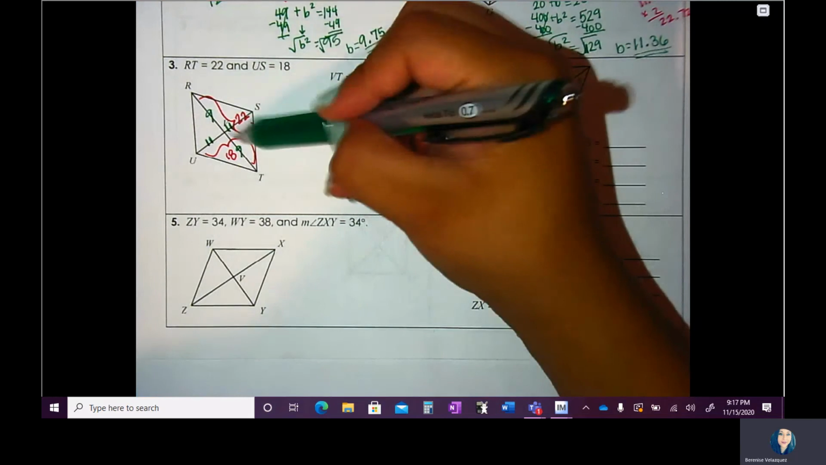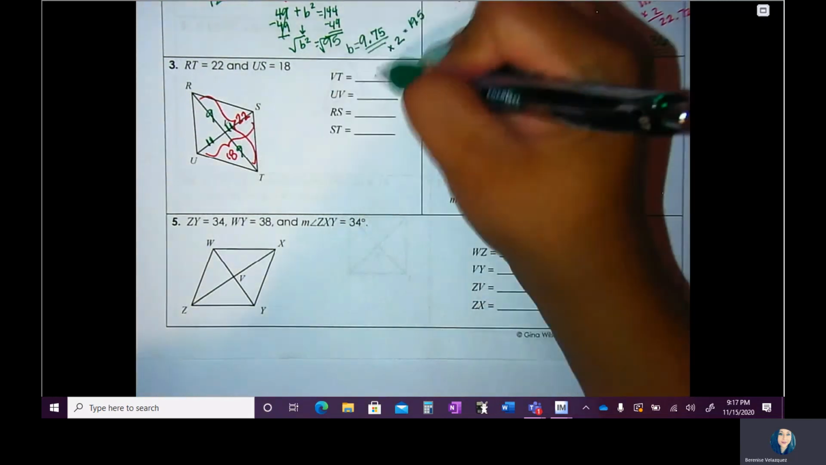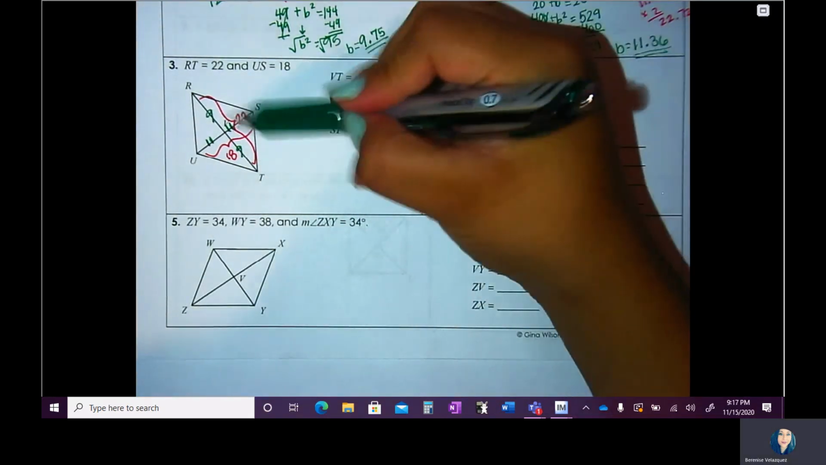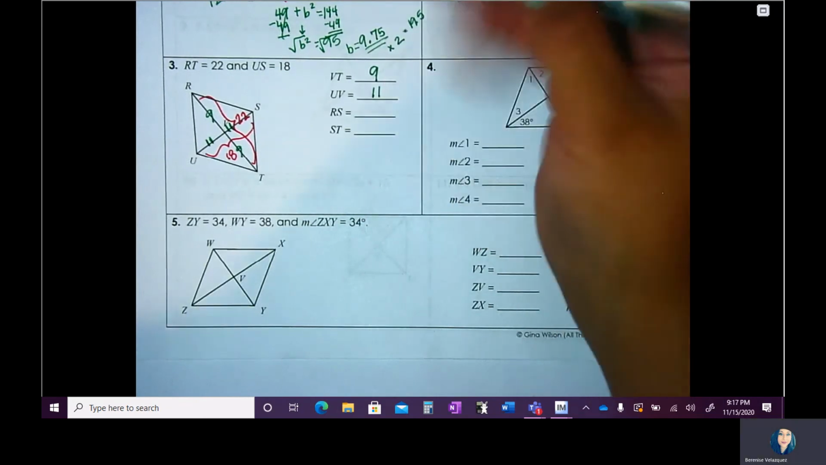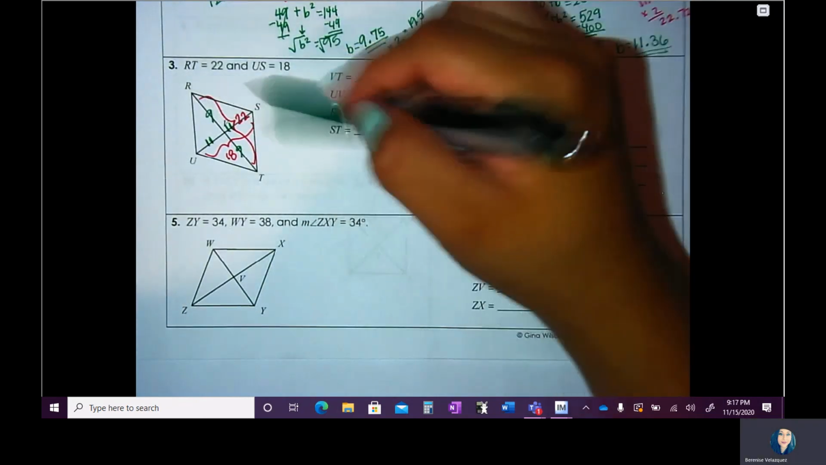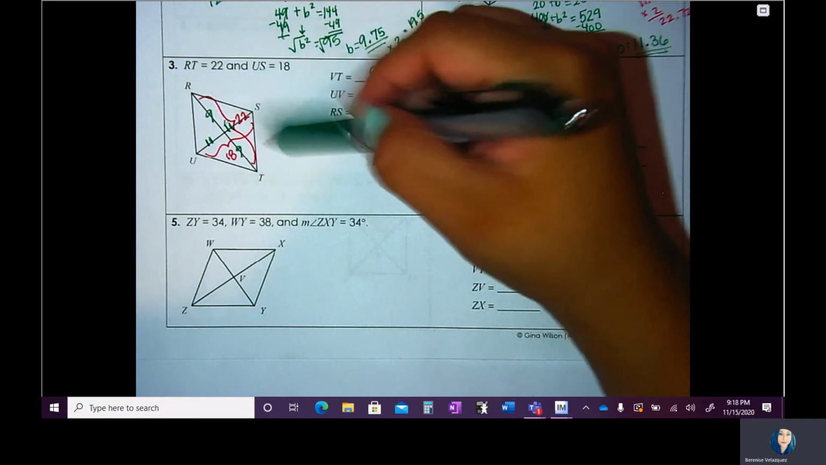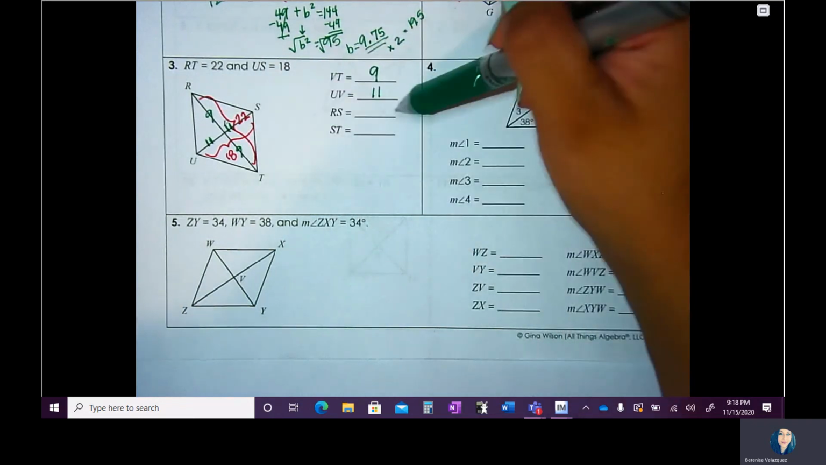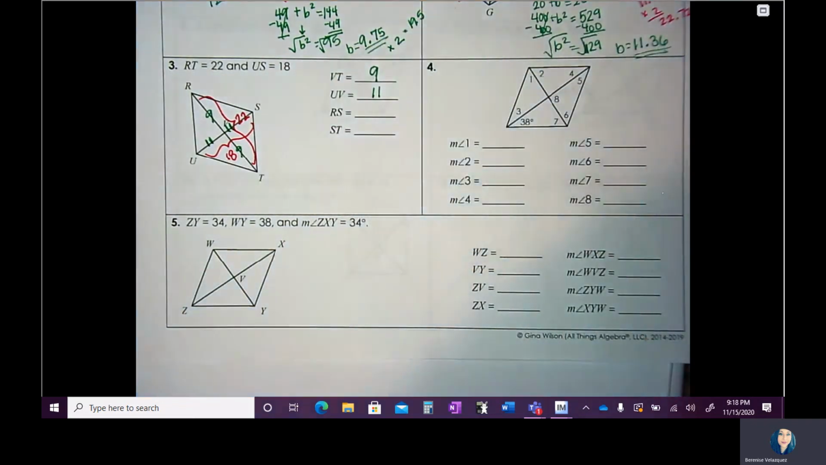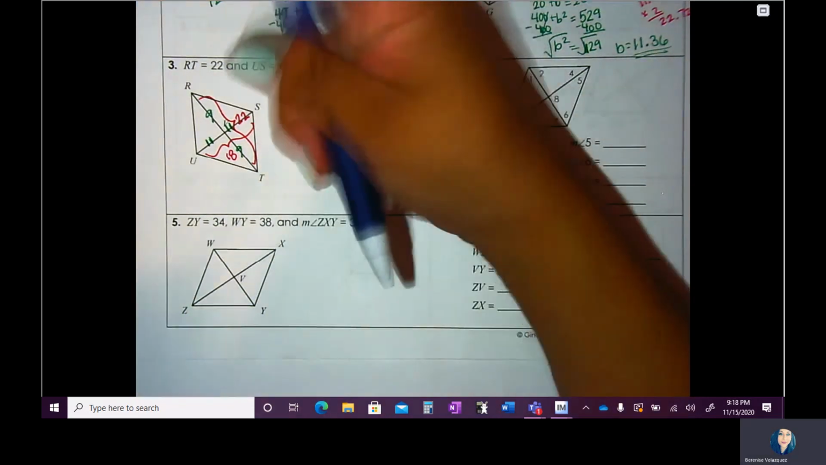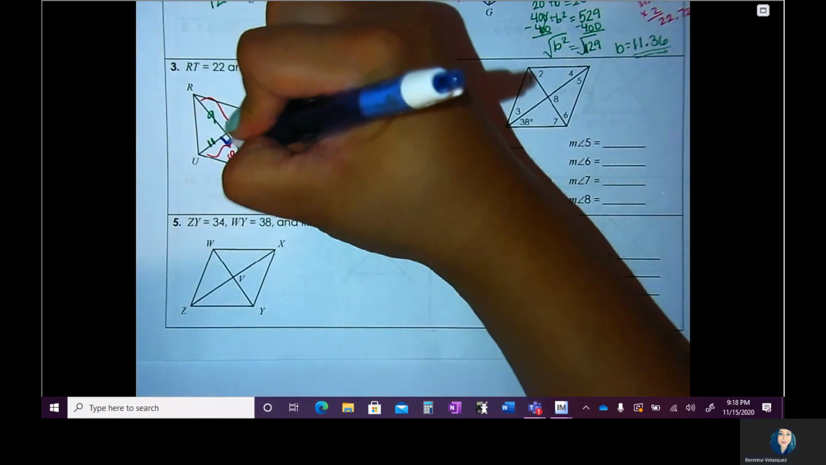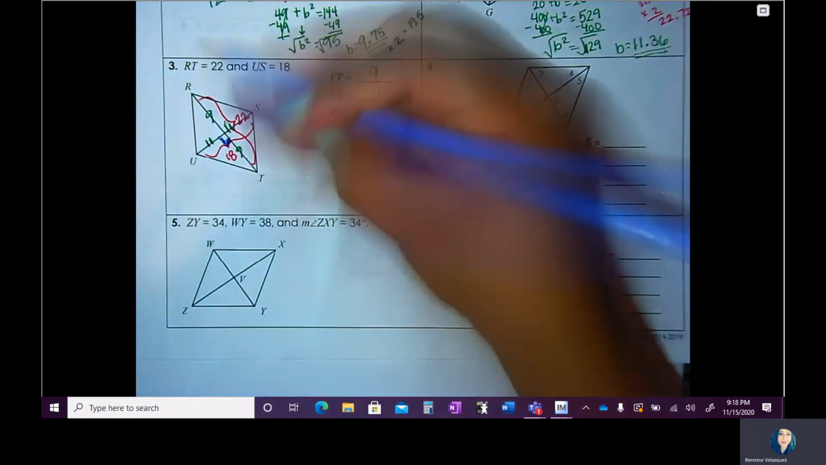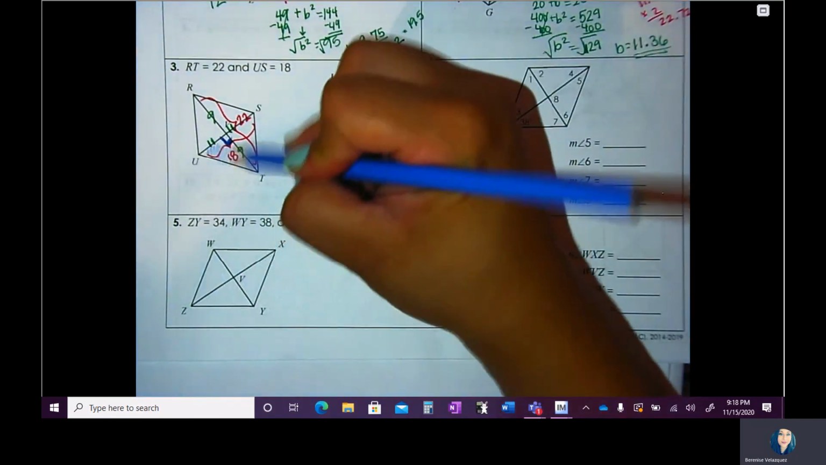So V to T is 9. UV is 11. RS is on the outside. ST is on the outside. These two are the same. So once I find one of them, I have both blanks. So the hint, once again, is going to be determined by knowing that we have this little box here. And since we have that little box, we can pull out a triangle.